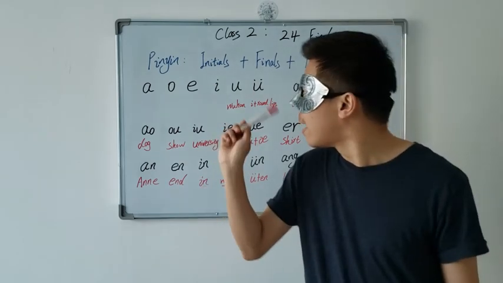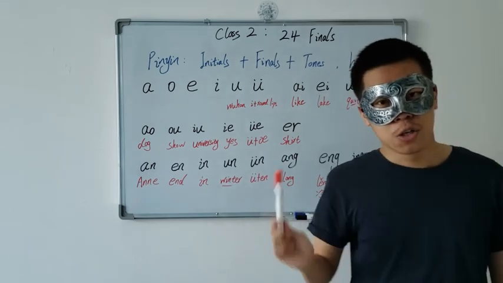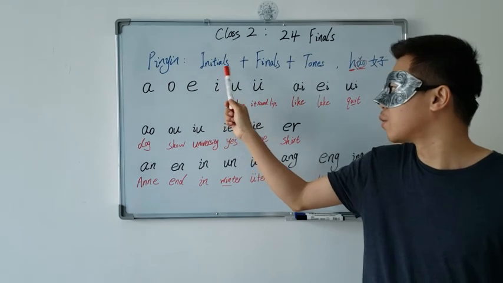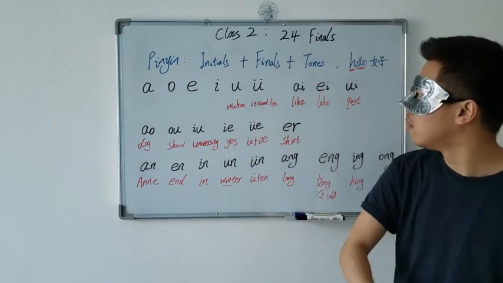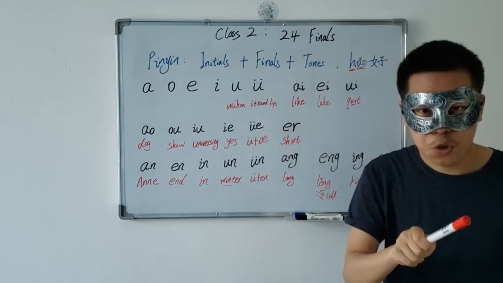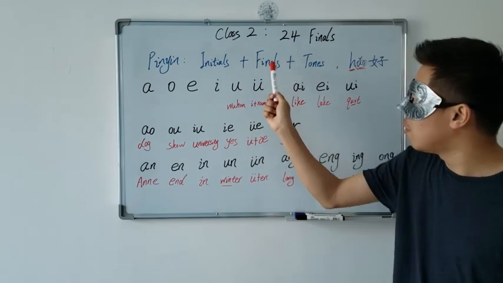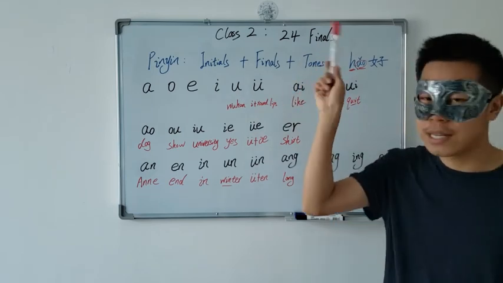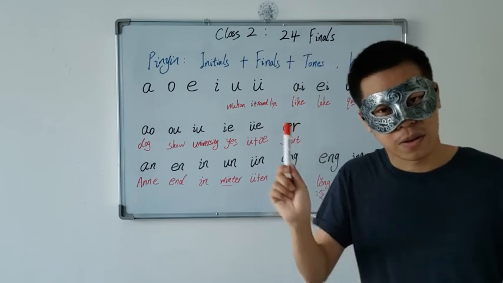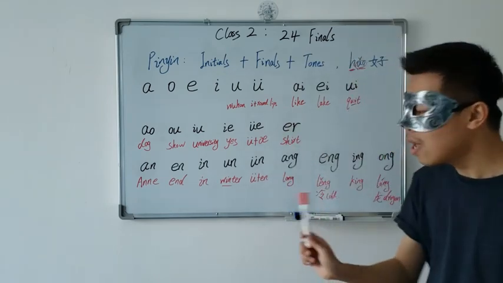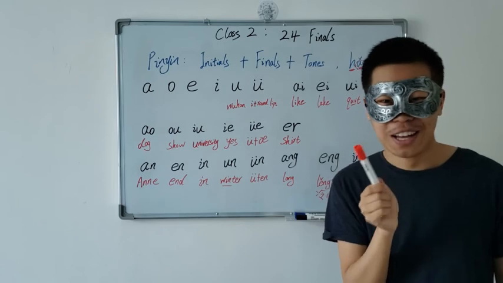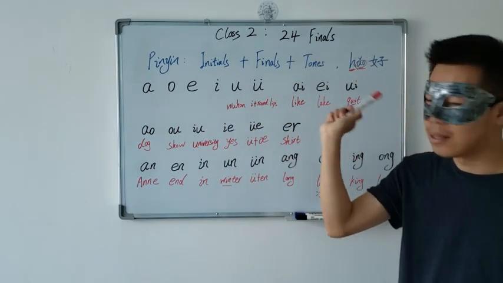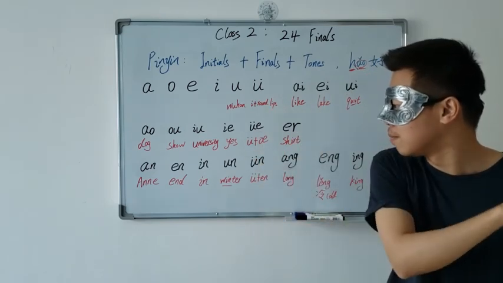Okay, this is what we learned today, the 24 finals. In the previous class, I told you the initials. This class, I told you the finals. So 23 initials and 24 finals we have learned, a total of 47 letters or combined letters. You have to memorize how to write these letters and how they are pronounced.